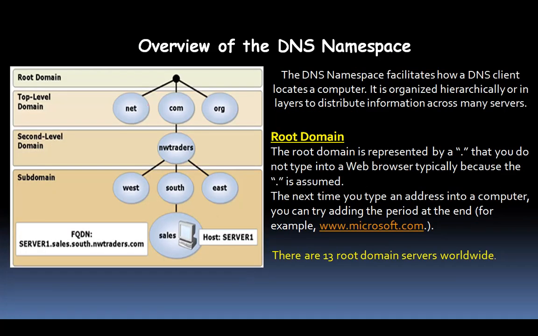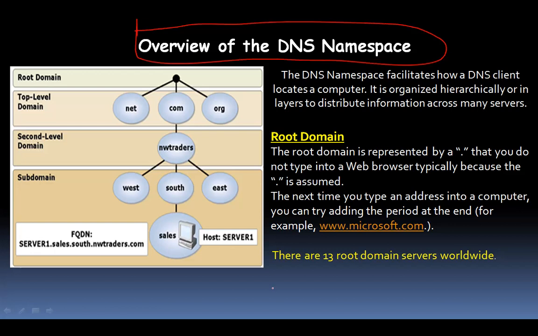So guys, now we will talk about an overview of the DNS namespace, how it is structured and how it is defined. This is a diagram I will use to explain. As you can see here, this is the root domain, this is the top level domain, this is the second level domain, and this is the subdomain. And this is the fully qualified domain name: server1.sales.south.nwtraders.com. So this is a fully qualified domain name of this structure, and I will explain how it works.